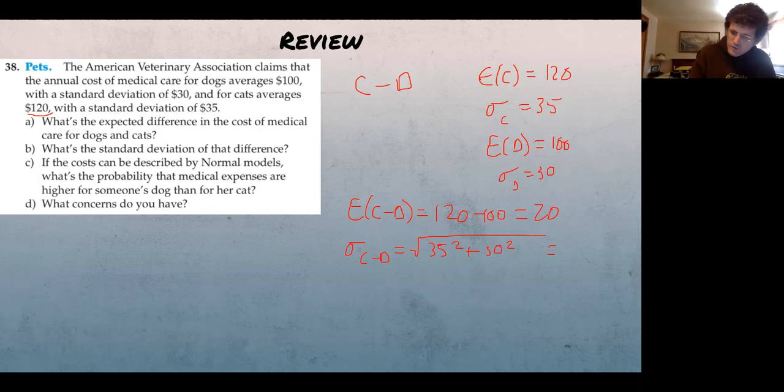That gives me 46.10. Sure, I'll call it that, 46.1. So there we go. We answered the first part. What's the expected difference? And the second part, what's the standard deviation of that difference? All right. The third part is the reason I wanted to do this practice problem. It says, if the costs can be described by normal models, what's the probability that medical expenses are higher for someone's dog than for her cat?